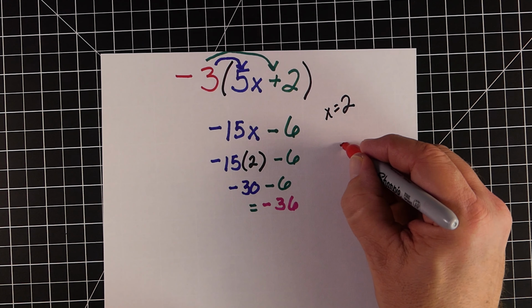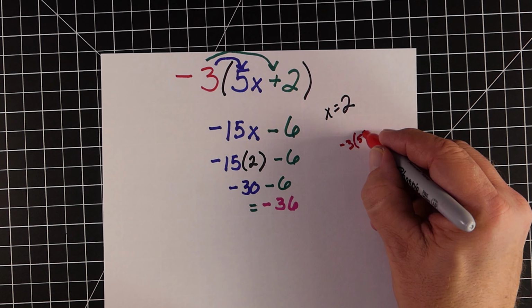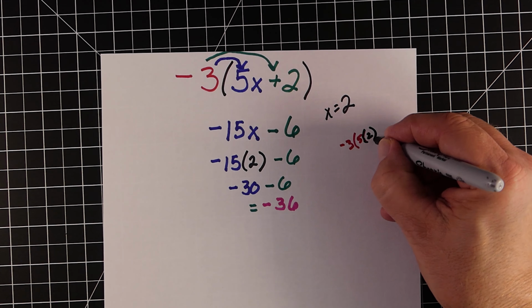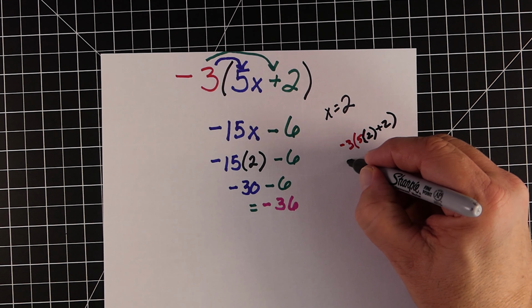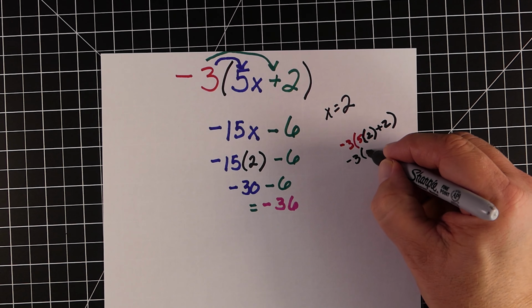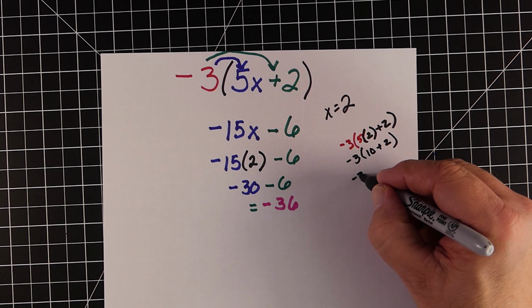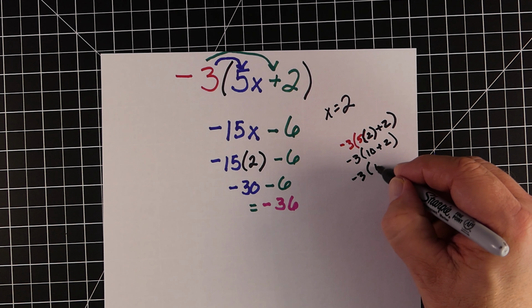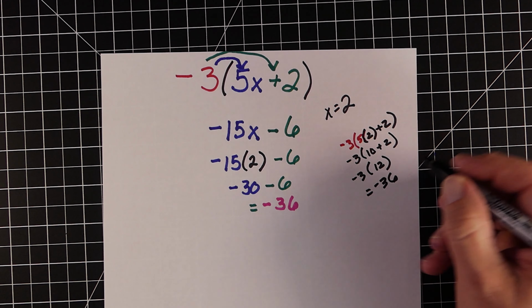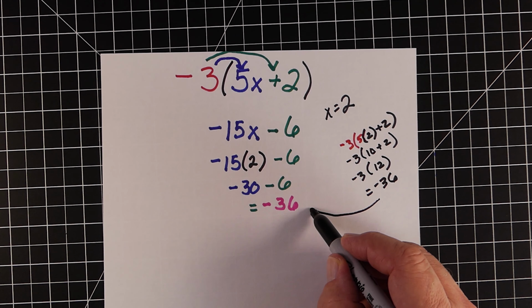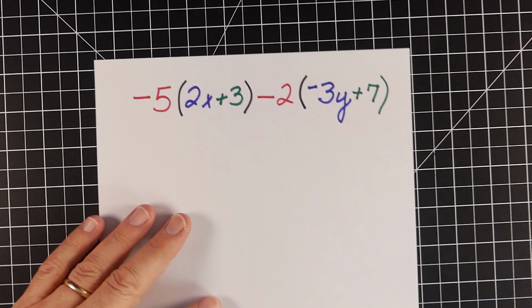Now, what we could do is plug this 2 into the original problem at the top. We'd still plug in 2 for the x. So inside of our parentheses, the first thing we would do is take 5 times 2, which is 10, and that would be plus 2. Then we'd go ahead and solve the rest of what's in the parentheses, so 10 plus 2 would be 12. Then we would take negative 3 times positive 12 and get negative 36. You notice both ways we get the same answer. So let's look at our third example.